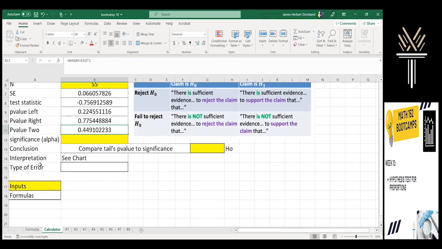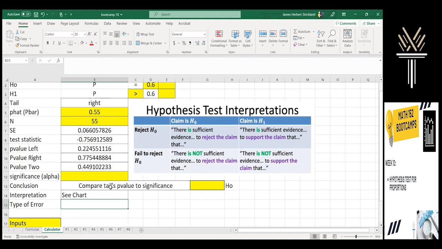The last thing we'll talk about is called type error. And for now, we're just going to program it, and I'll show you how to interpret that at the end when we get to some questions where it matters. So what we're going to do is understand your conclusion has two possibilities. You can either reject the null hypothesis or fail to reject the null hypothesis. So your conclusion could either be reject or fail to reject. So the two possibilities we can write in that box right there.